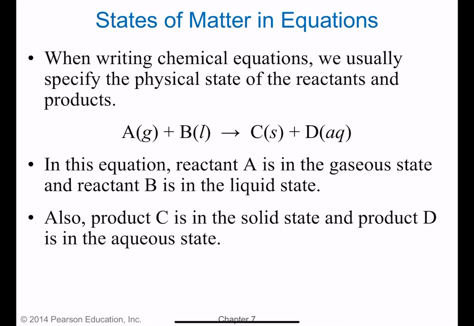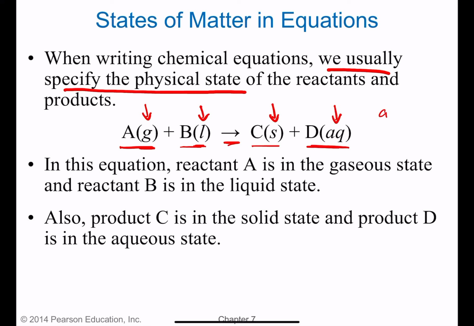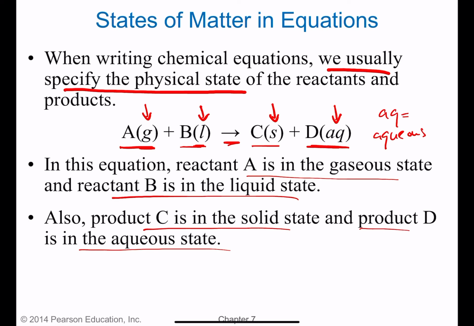When writing chemical equations, we usually specify the physical state of the reactants and the products. That's referring to this part. We're saying A in the gaseous state, and then B is a liquid, yields C, which is a solid, and it yields D, which is aqueous. The AQ means aqueous, and aqueous means it's simply dissolved in water. So A is gaseous, B is liquid, C is solid, and D is aqueous, dissolved in water.